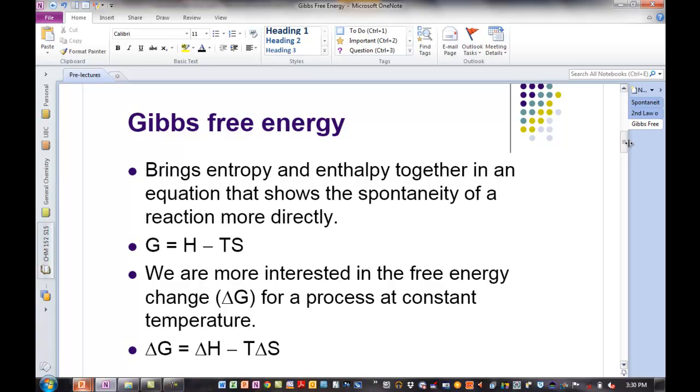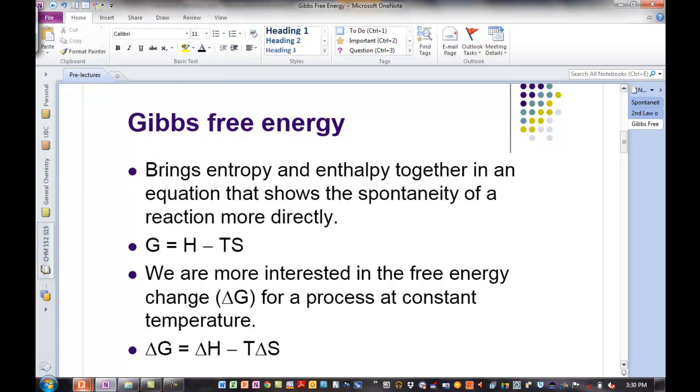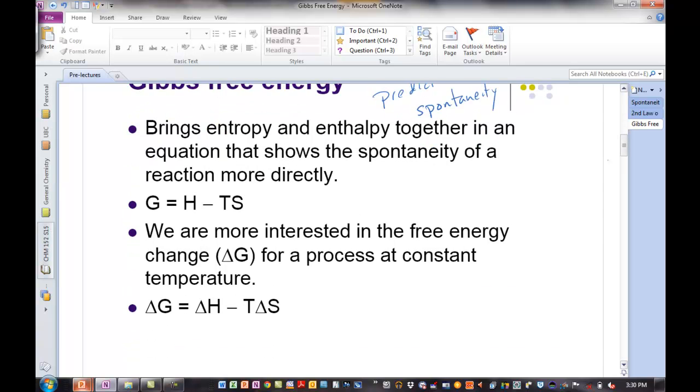For our purposes, what we're really going to use this for is another method to predict spontaneity. We've already looked at using the second law of thermodynamics. Now we have another way that in a lot of ways is a little bit easier because it only focuses on the system. If you look down at this third bullet point, we're always interested in the free energy change as we go from reactants to products. How does it change over the course of the reaction?